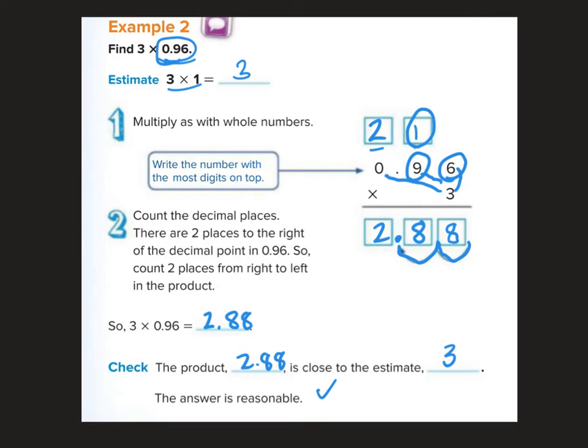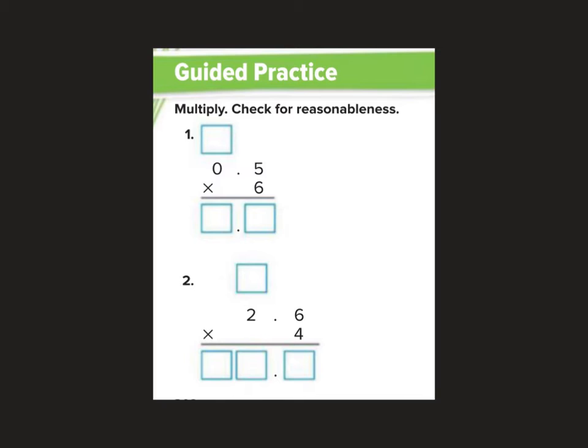And that estimate took us how long? Like no time at all, right? 3 times 1? That's easy. So very nice. Here we go. Let's do another. 5/10 times 6. First I'm going to do 5 times 6, that's 30.